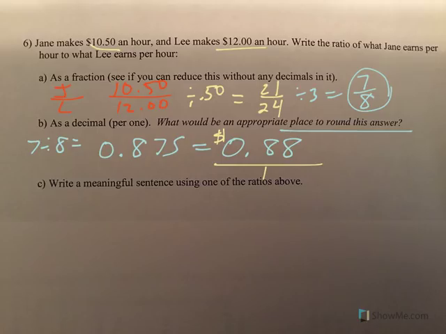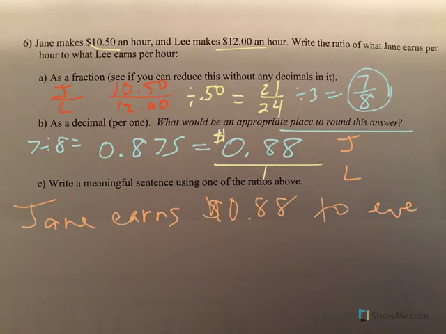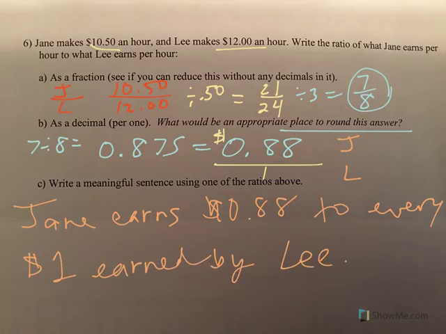So what does that mean? Well, remember, the top is talking about what Jane earns. The bottom is what Lee earns. So Jane earns 88 cents to every $1 earned by Lee. Right? We're talking about inequality in the paying world is what this is all about. All right? But I find it helpful to label my ratios because then you know who's represented on the top, who's represented on the bottom, and that kind of thing.